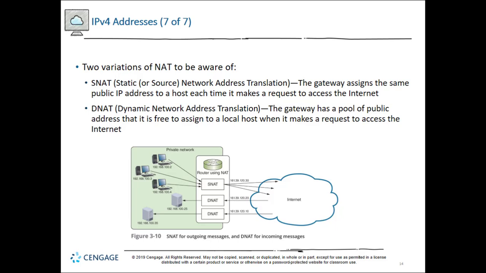Okay? There are a bunch of different ways that we can do this. I can do static NAT, which means this address here is going to use this IP address to go out, or I can say, I have a pool of addresses and we're just going to share them with the group. That's dynamic NAT, okay?